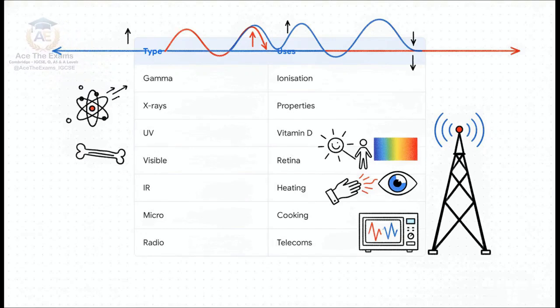This table from the syllabus maps out the entire continuous electromagnetic spectrum. We go from extremely high-energy gamma rays caused by atomic decay, down through X-rays, ultraviolet, visible light, infrared, microwaves, and all the way to massive radio waves used for telecommunications. Keep in mind, there are no sharp boundaries here. The properties simply change as the wavelength gradually increases across the spectrum.